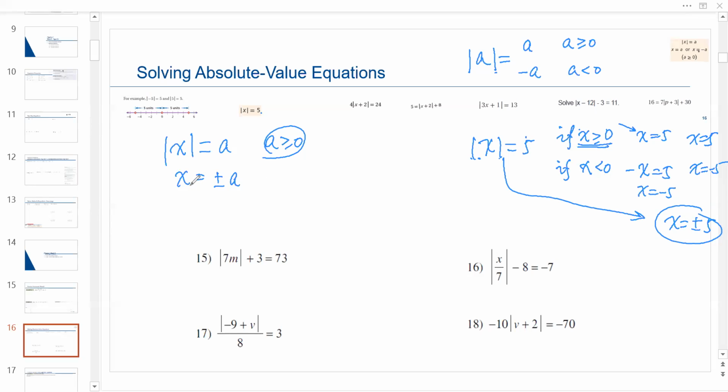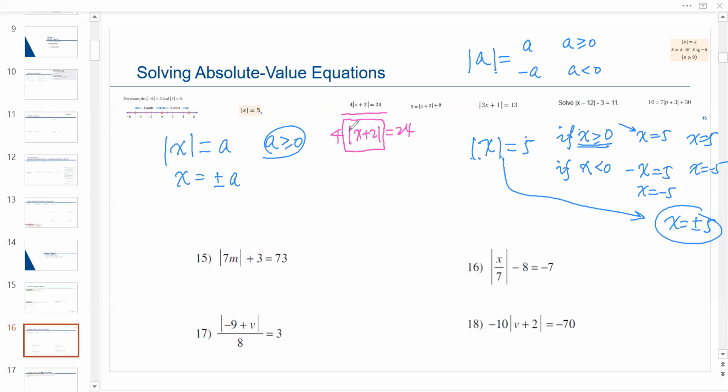Okay, so let's see more examples here. See this example: 4 times the absolute value of x plus 2 equals 24. We consider the absolute value like a parenthesis, but we cannot distribute inside right away. We try to consider the whole absolute value as an unknown unit first.